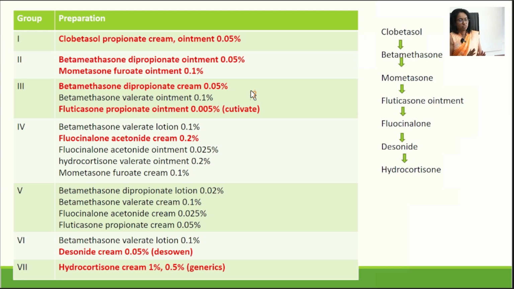So you should actually start from hydrocortisone and go up, not start from clobetasol and climb down, right? Ideally speaking, clobetasol should be reserved for the use of dermatologists because we see a lot of abuse of clobetasol happening.